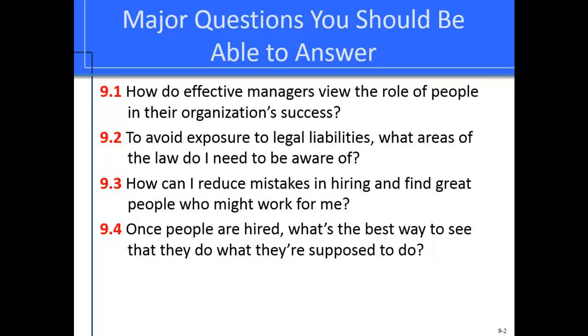Sometimes you may find people in your organization that you might ask yourself this question, how did that person get put into that job? So after reading this, you can then answer this question, how can I reduce mistakes in hiring and find great people who might work for you? Section 9.4 is over orientation, training, and development. The major question that you should be able to answer after reading this section is, once people are hired, what's the best way to see that they do what they're supposed to do?